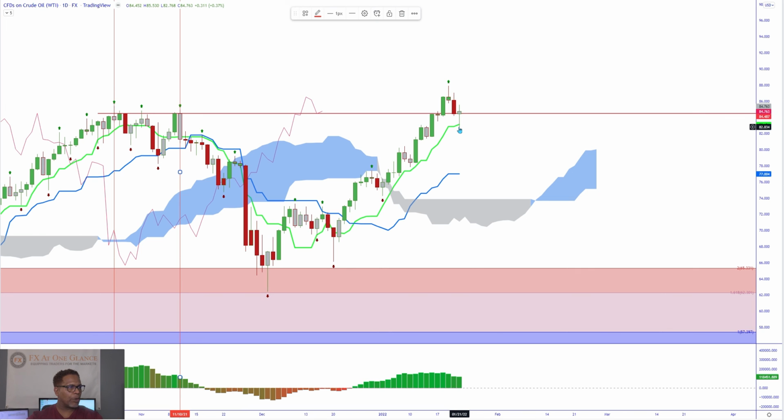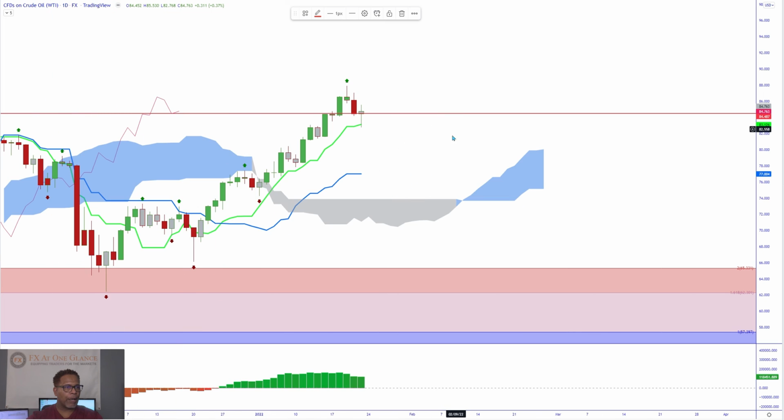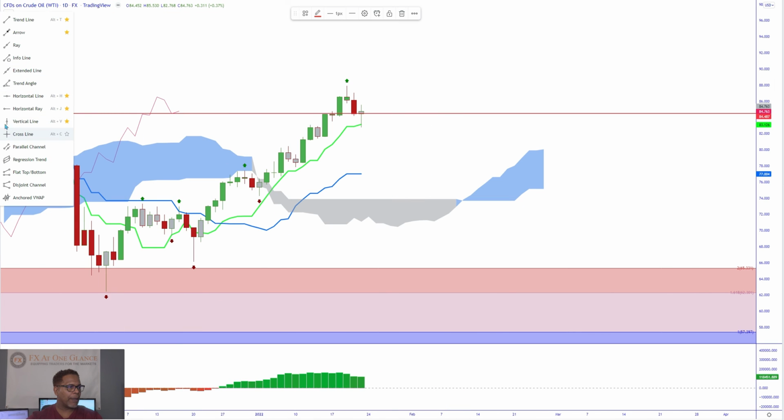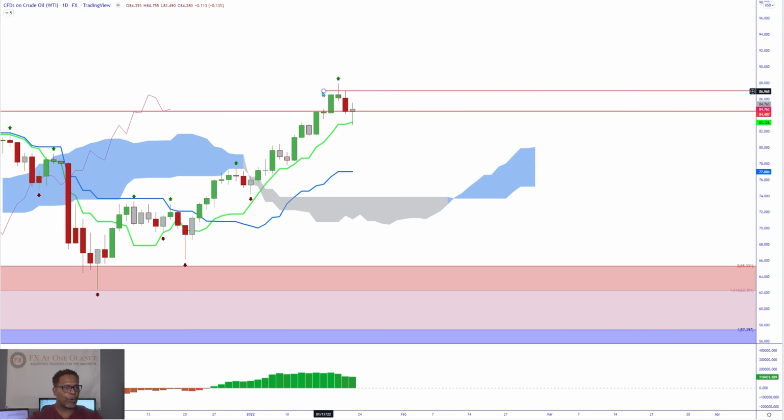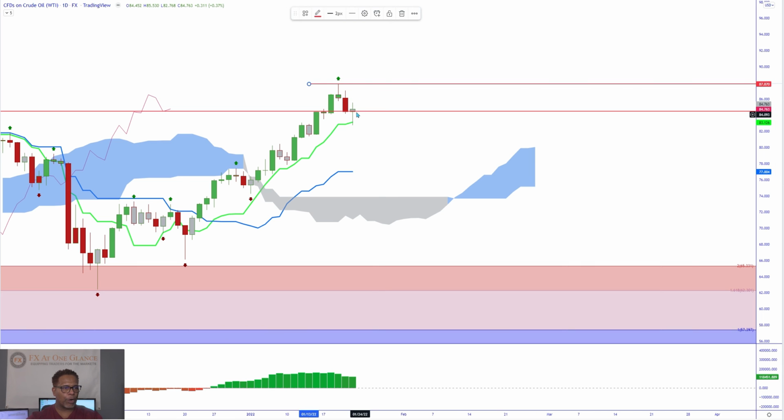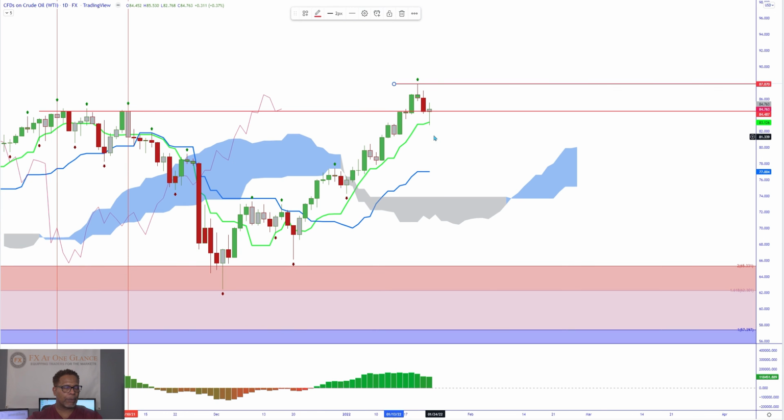So at this point, I don't love oil long. I mean, oil could push back up to these highs. But I don't think you see oil go past this level anytime soon. Stronger would be oil dropping. Now, oil did give us this indecision candle at a strong support level.